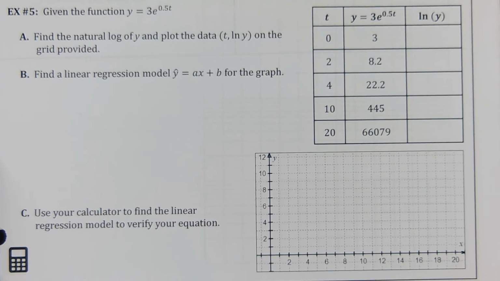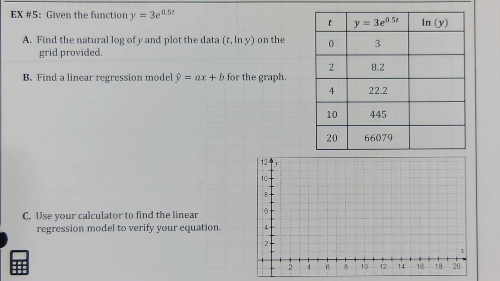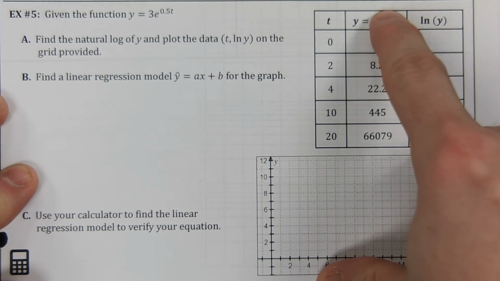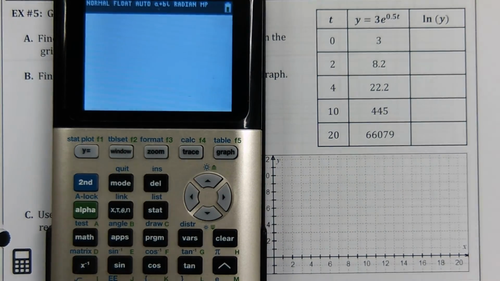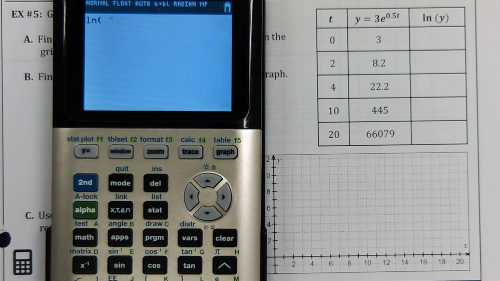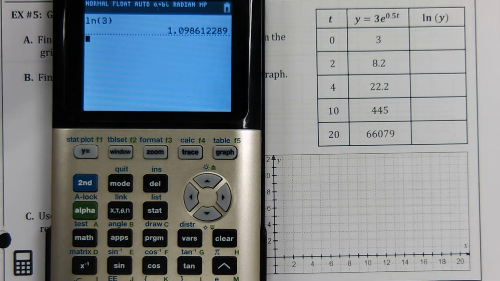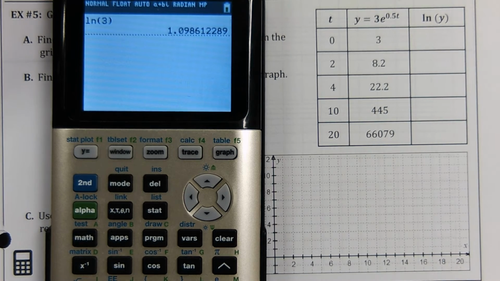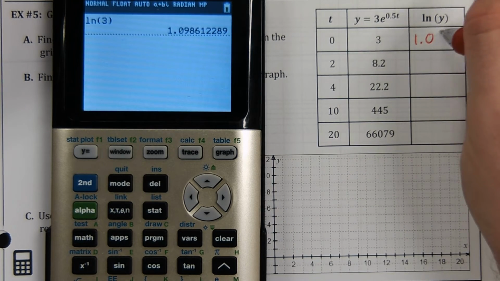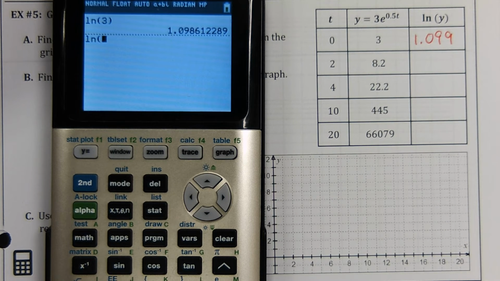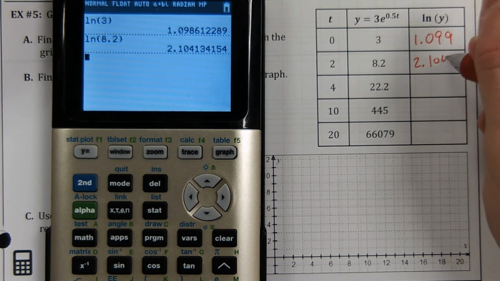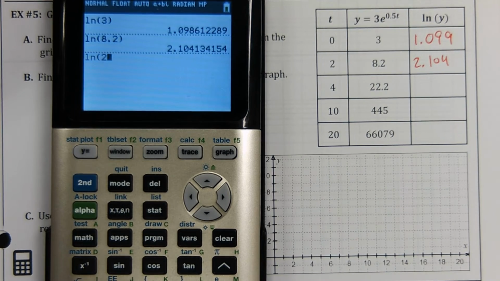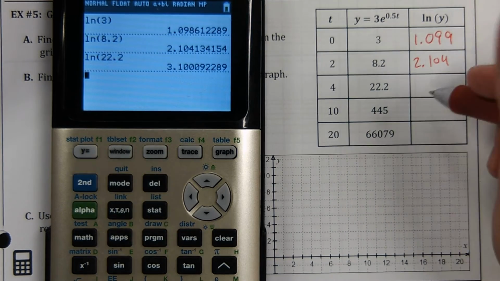This one is once again a natural base e question. What we first need to do is figure out what the natural log of these 5 y values are. So we've got the natural log of 3. If you round it to 3 decimals, it's 1.099. Natural log of 8.2 is about 2.104. Oh, I forgot my parenthesis. Bad mathematician.